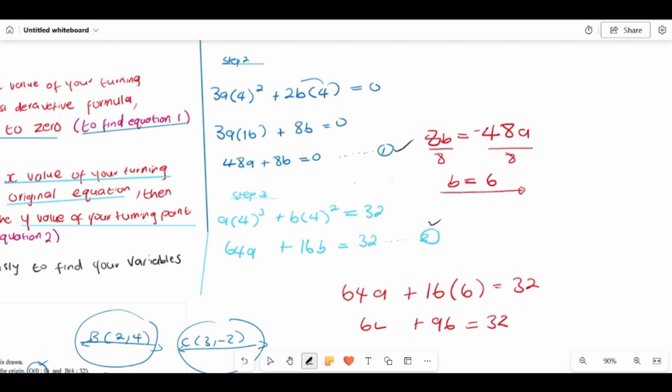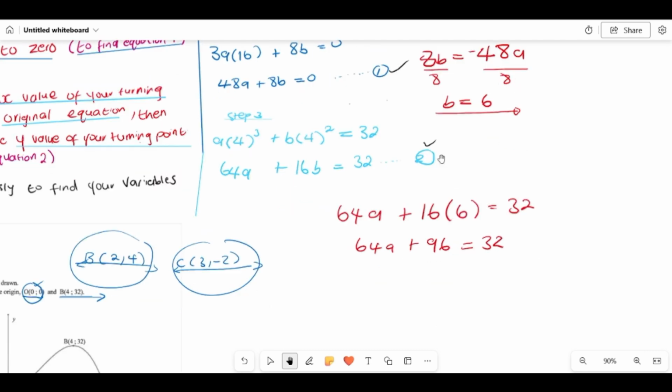And here I still have 64a. Now, taking the 96 to the other side, it's going to become a negative. So 64a is going to be equals to 32 minus 96, right? So 32 minus 96, punching it into my calculator, I'm going to get negative 64. And here I have 64a. Remember, I'm solving for a, not 64a, dividing both sides by 64. My a is going to be equals to negative 1. So I found my a as well as my b, right?